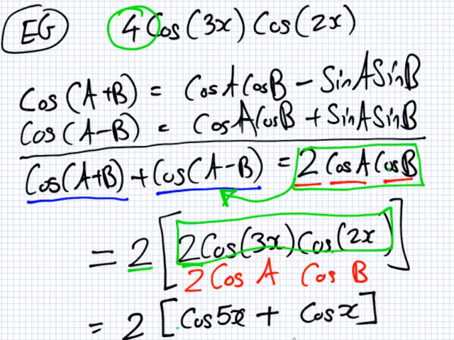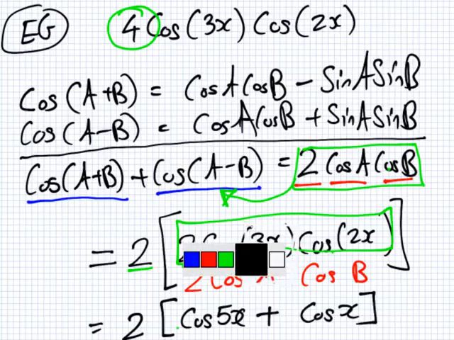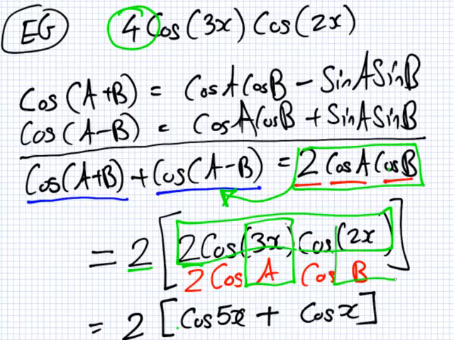What is A? What is B? Oh my goodness, it's not like I didn't write it right there. There is A. Look, A is 3x and B is 2x. Okay. I'll do another example.